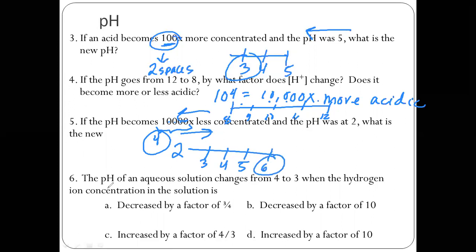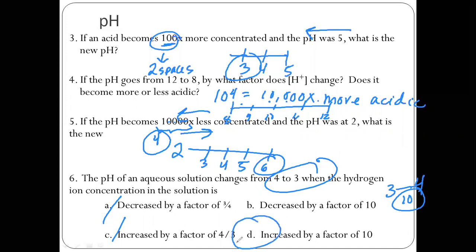Okay, and then the last one, number 6, the pH of an aqueous solution changes from 4 to 3. So 1 space, so it increases or decreases by a factor of 10, we know that for sure. And since it's going from 4 to 3, it's getting more acidic, so it increased by a factor of 10.